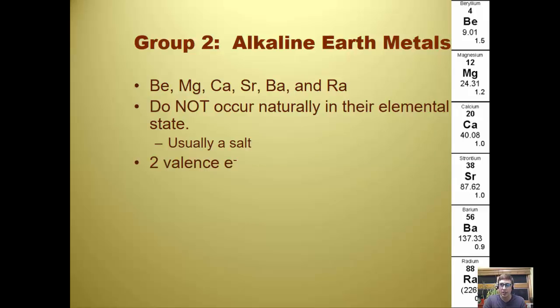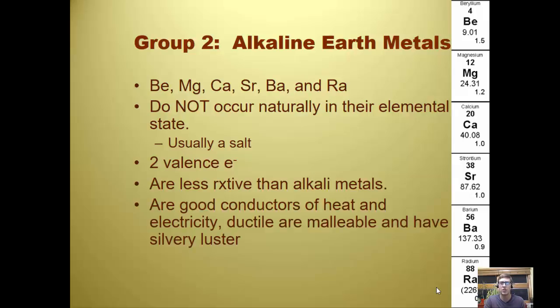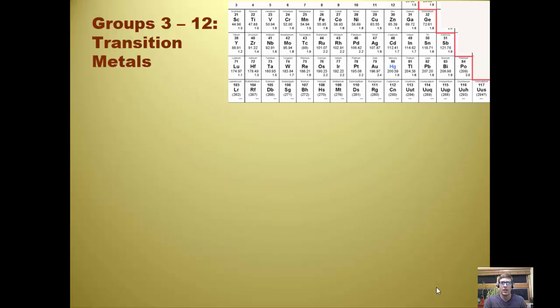They have two valence electrons. Remember, group 2, two valence electrons. They're less reactive than alkali metals. Remember, if you only have one to get rid of, you really want to get rid of it. If you have two to get rid of, you're a little less likely to get rid of them, but they're still reactive. And they're good conductors of heat and electricity. Again, they're ductile and malleable, and they have a silvery luster.